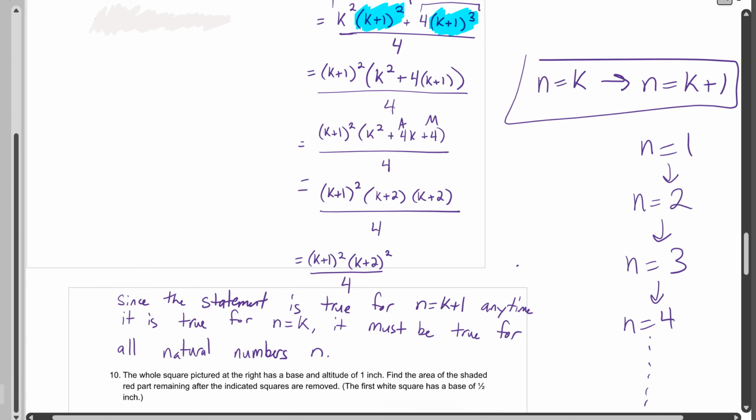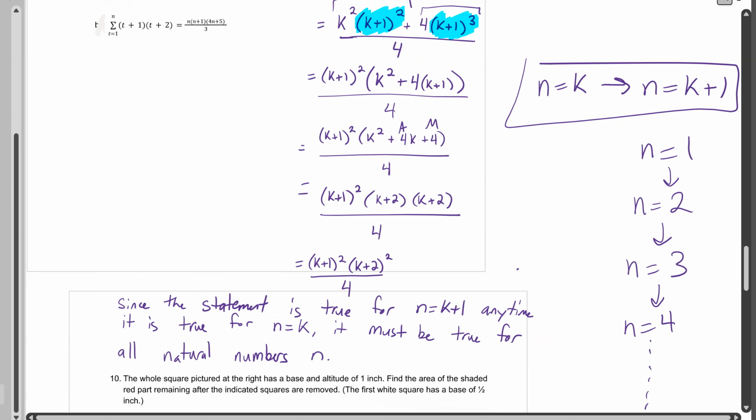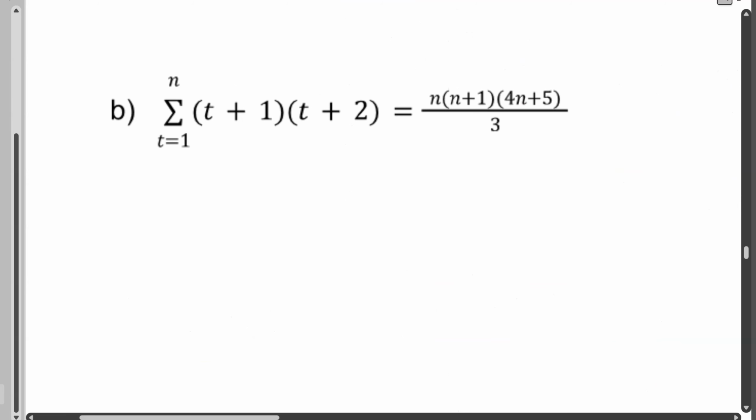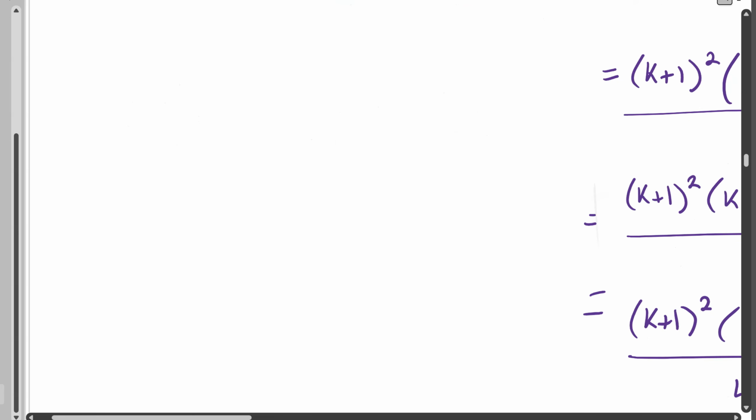So I will leave the other one for you to try on your own, which was this one right here. And the answers to that written up are on Google Classroom as well, so make sure to take a look at that at some point.